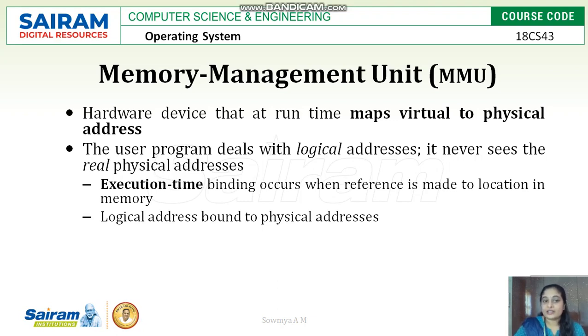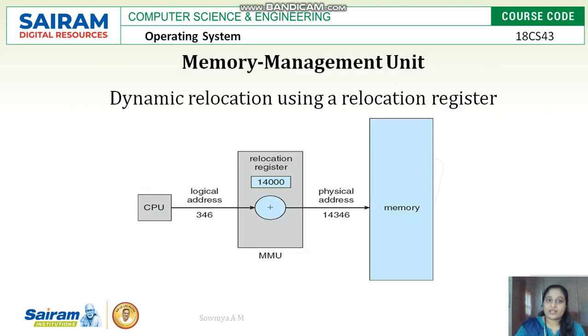How is it done? The user program deals with logical addresses. It never sees the real or physical addresses. Execution time binding occurs when a reference is made to a location in memory, and the logical address is bound to a physical address. So as I told, the logical address will be converted to a physical address in the memory management unit. The CPU always provides the logical address.